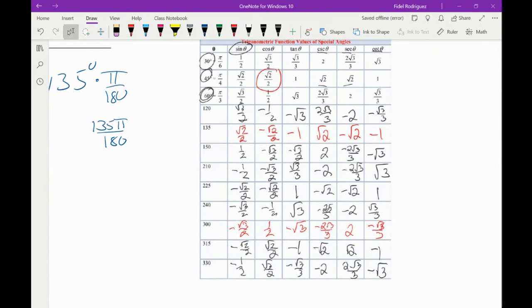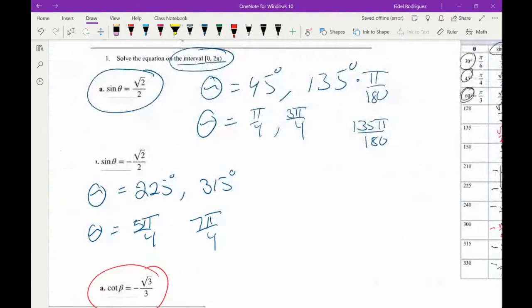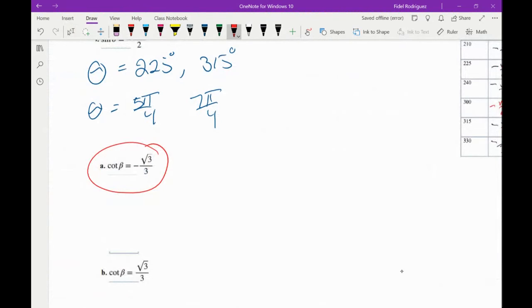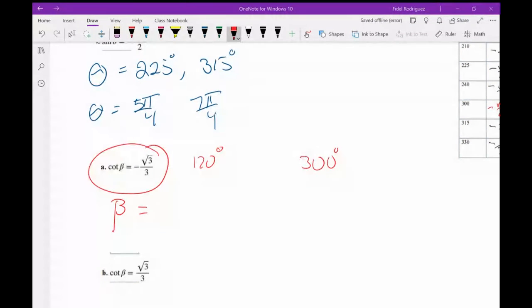The negative square root of 3 over 3. And 300, right? So we're looking for cotangent. We want it to be equal to the negative square root of 3 over 3. So at 120, and very good, at 300. Perfect. Okay. So 120 and 300 degrees. So again, now what I'm going to do, we're going to convert those back to radians.